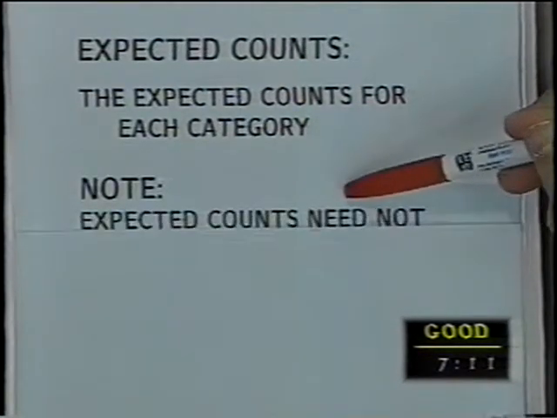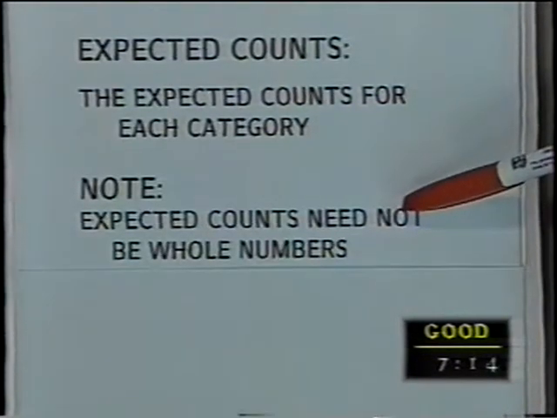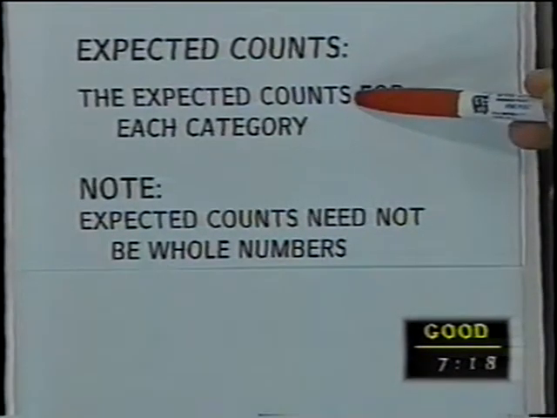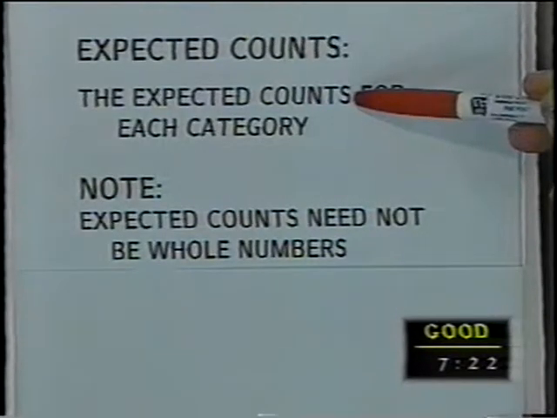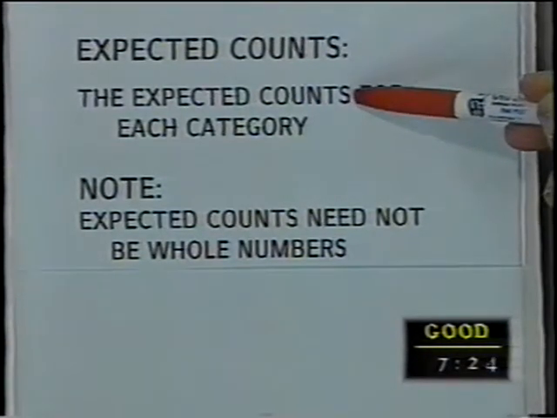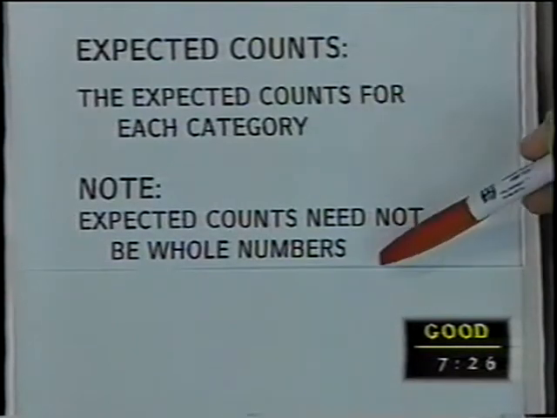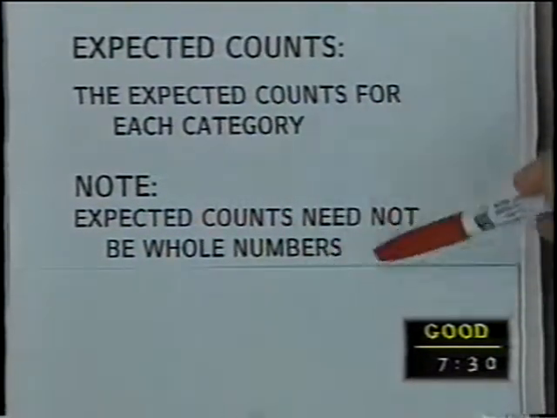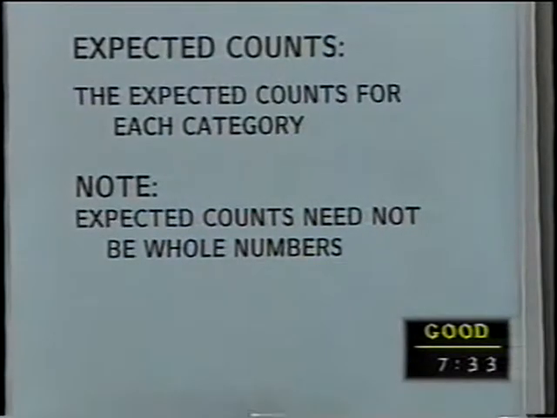Okay? Note, expected counts need not be whole numbers. Counts have to be whole numbers, like the dots on a die had to be whole numbers. When I rolled the die and looked for an expectation, I had 3.5. 3.5 is not a whole number. Expectations do not have to be whole numbers. And I think it's time for a numerical example. Let's take something which we'll get our teeth into.